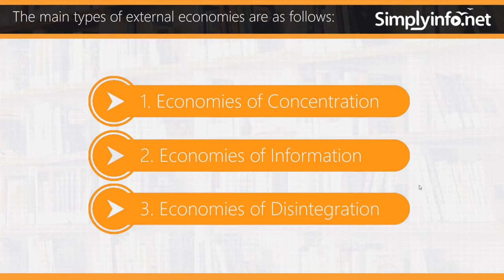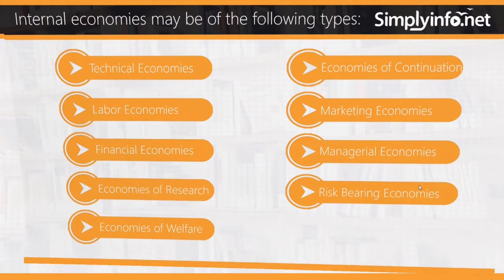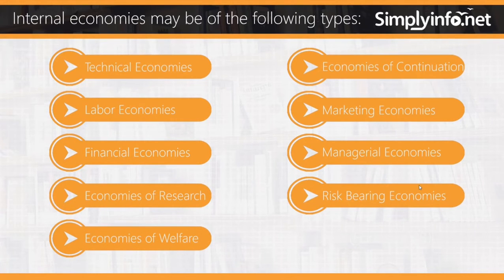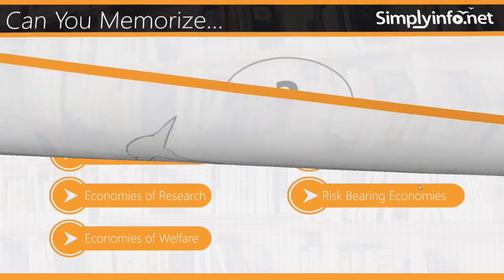Now, the main types of external economies are as follows. 1. Economies of concentration. 2. Economies of information. And 3. Economies of disintegration. While internal economies may be of the following types: technical economies, labor economies, financial economies, economies of research, and economies of welfare. Others include economies of continuation, marketing economies, managerial economies, and risk-bearing economies.